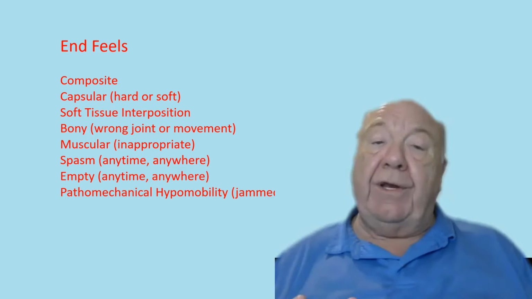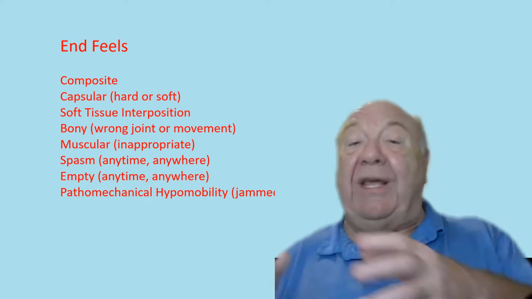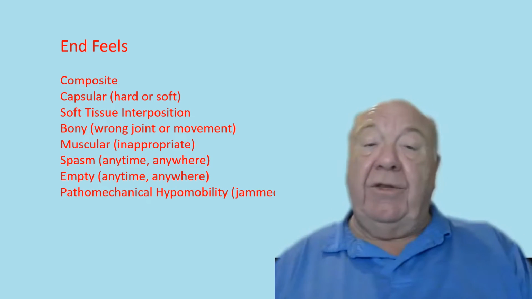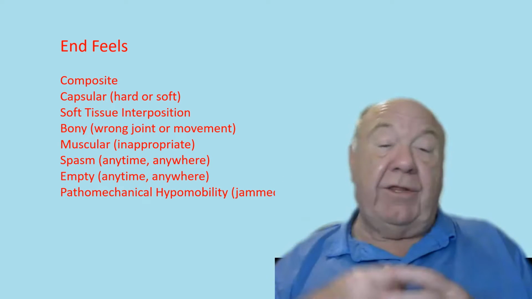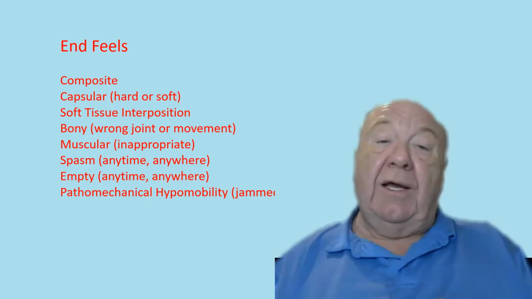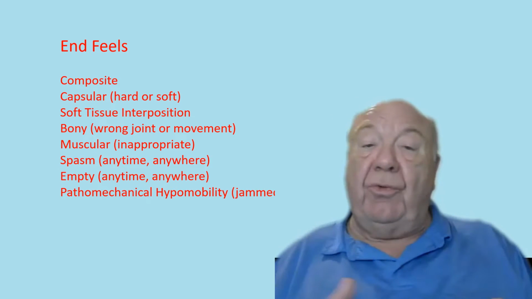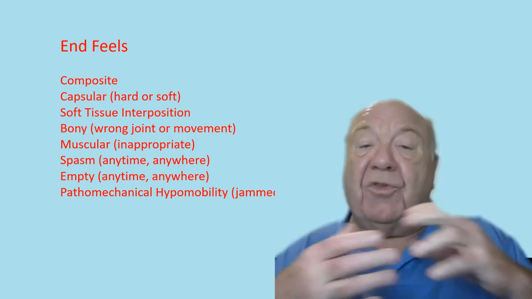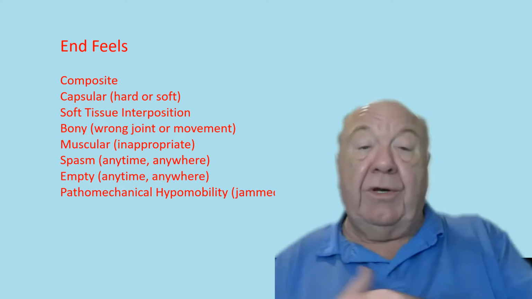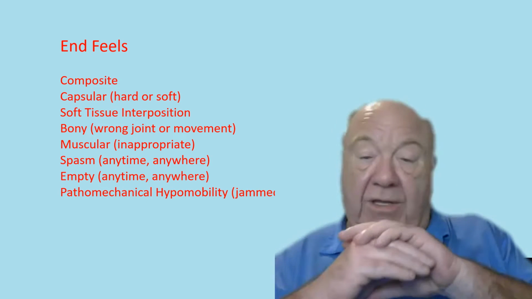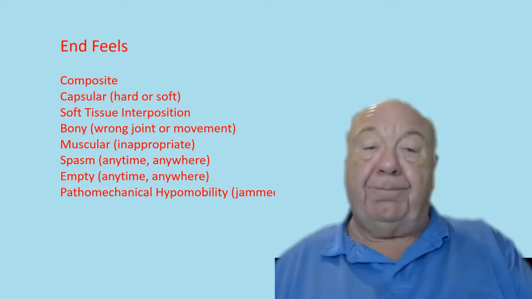If you're finding a harder than it should be capsular end feel, it means that the capsule and ligaments have thickened, and this is part of arthrosis, or scarring on the capsule or the ligament. If it's too soft, it means that it's been overstretched or even torn in the case of capsule and ligament, and you're getting a softer end feel. That is, the capsule is much thinner than it should be, and that's what you're picking up with this.